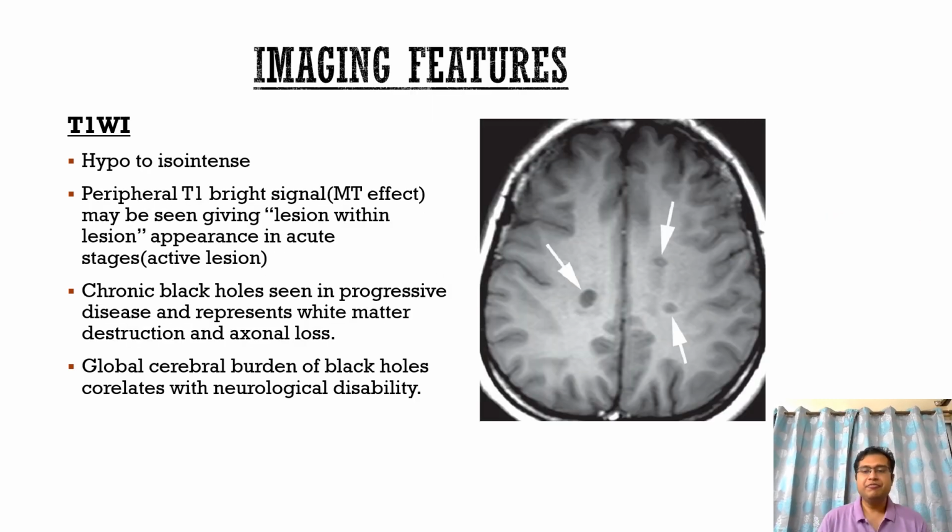Then coming to the typical imaging features of multiple sclerosis, which is actually the most common demyelinating disorder. On T1 weighted images, a typical MS lesion appears hypo to isointense. A lesion within lesion appearance, that is a peripheral T1 bright signal and a central dark signal, can be seen because of the magnetization transfer effect, that is lipid peroxidation, seen in active stages. While in chronic stages, there is no peripheral T1 hyperintensity and the entire lesion is black, which is called a black hole, and it represents white matter destruction and axonal loss. The global cerebral burden of the black holes correlates with the neurological disability of the patient.